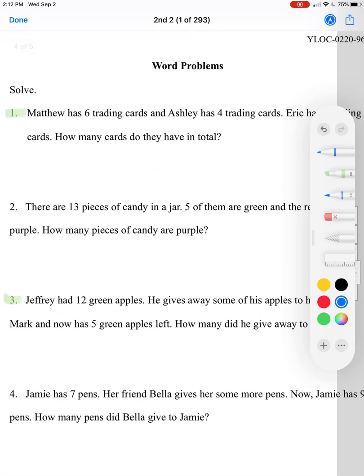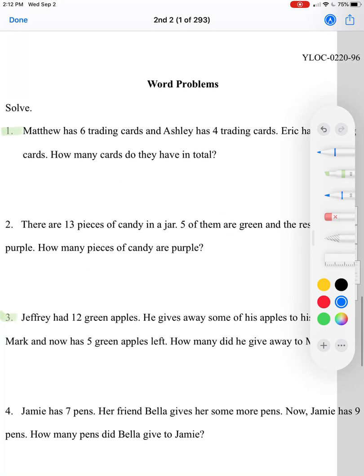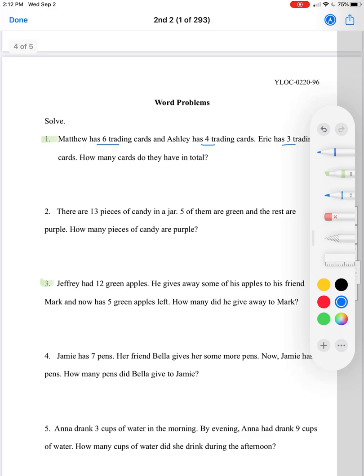Now we have word problems. So the first one says, Matthew has 6 trading cards, Ashley has 4 trading cards, and Eric has 3 trading cards. How many cards do they have in total? So since we're trying to find out how much they have in total, we're going to be adding. So we have 6 plus 4 plus 3. We're going to find out how much that equals.